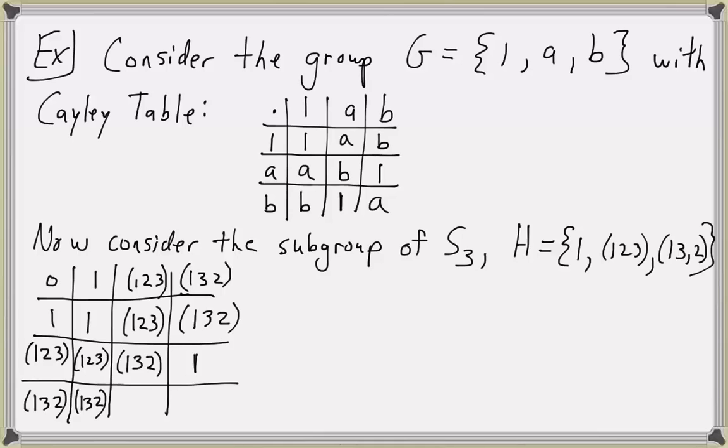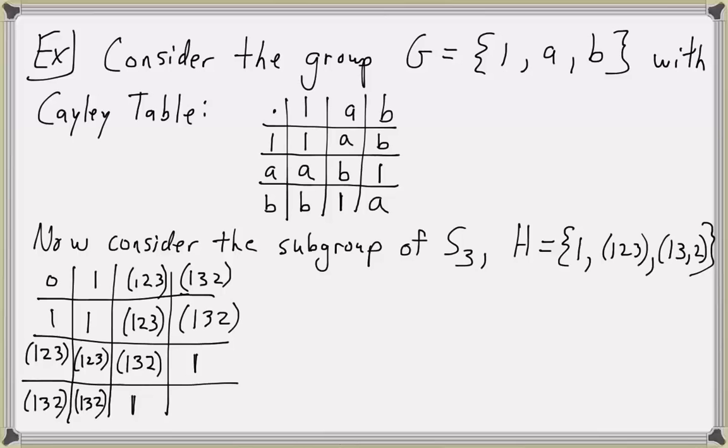In the bottom row, let's compose (1 3 2) with (1 2 3). So 1 gets sent to 2, and then 2 gets sent to 1. So we see that 1 is fixed. Similarly, 2 is fixed because 2 gets sent to 3, and then 3 gets sent to 2, and 3 is fixed. 3 gets sent to 1, and then 1 gets sent to 3. So we see that (1 3 2) composed with (1 2 3) is the identity permutation.